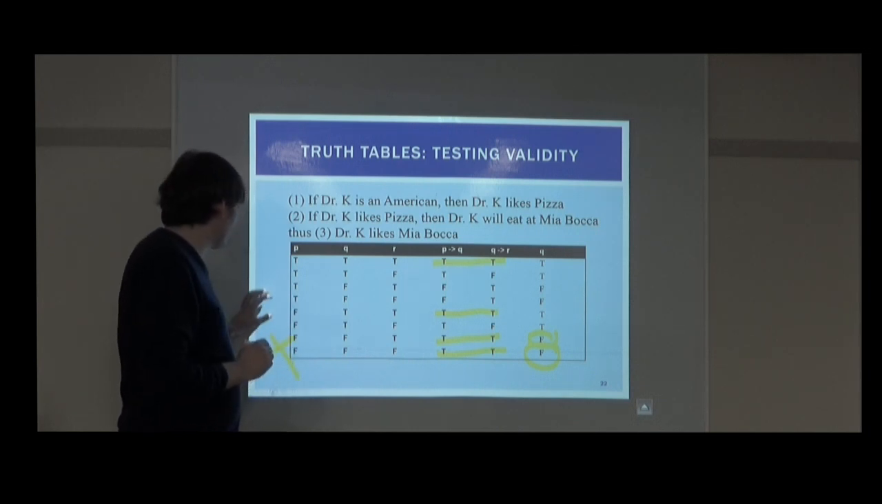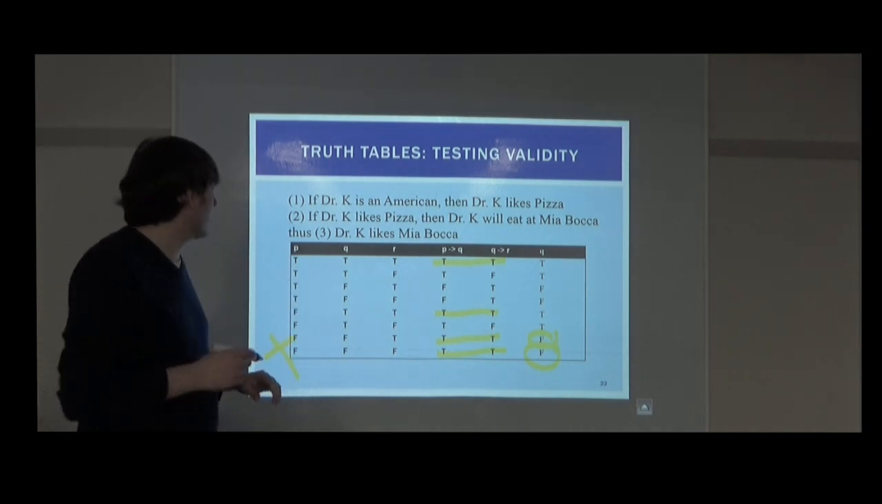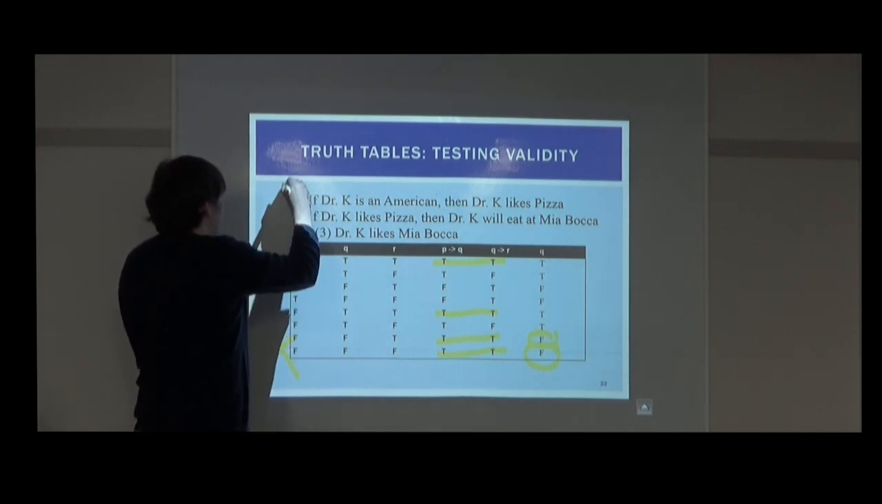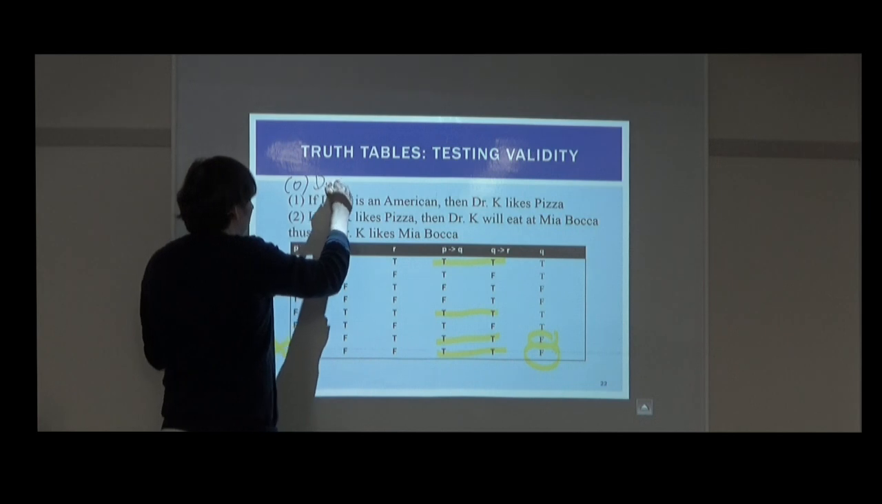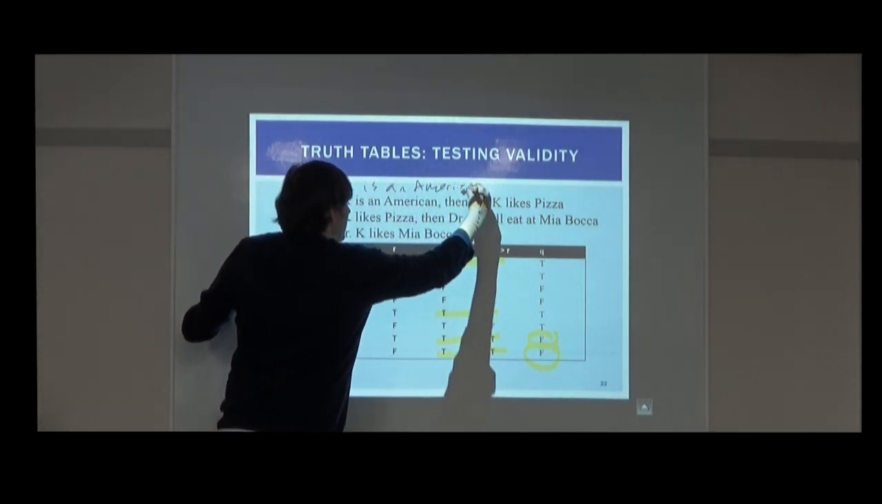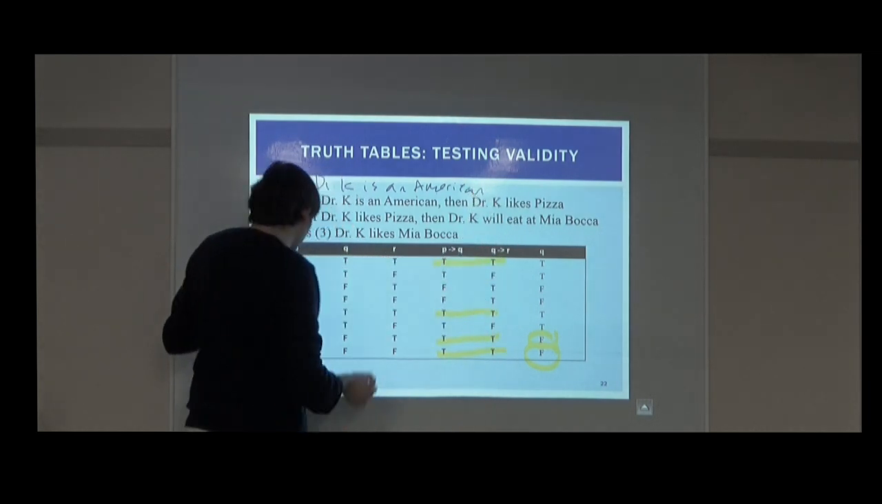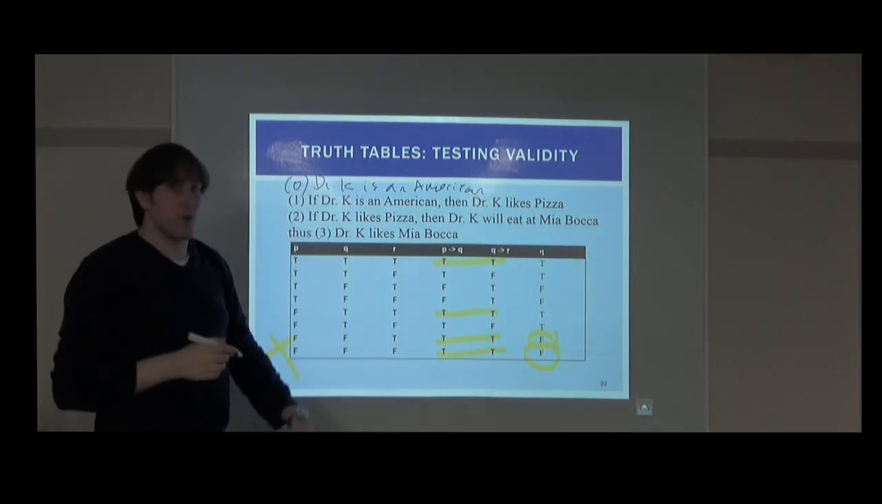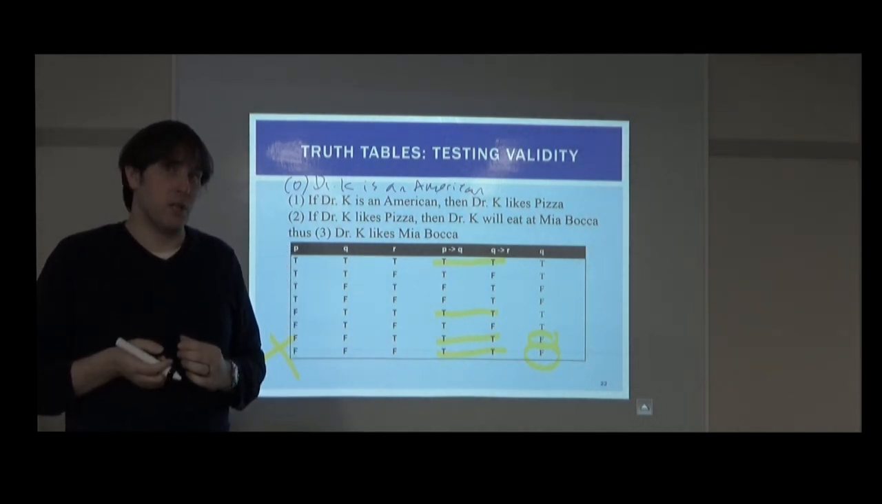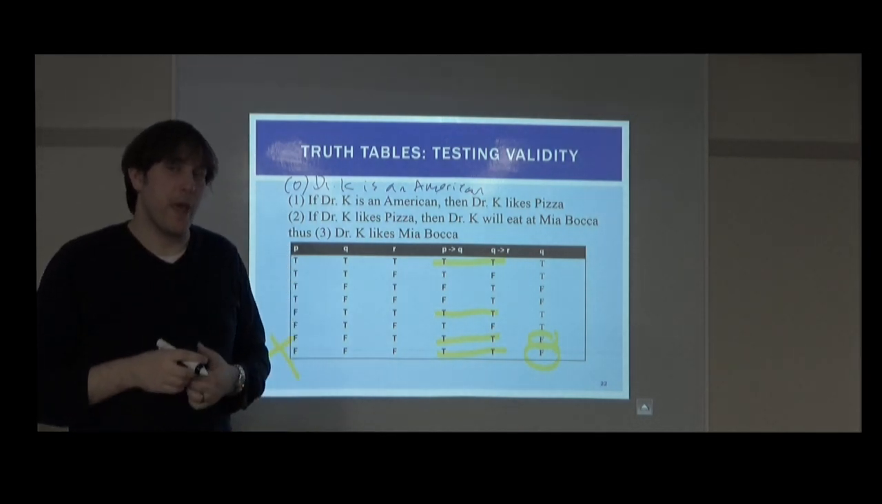So if you add a new premise that says I'm an American, so if we add up here a 0 that says Dr. K is an American, then we could cross out these bottom two rows and our argument would be valid. But right now, it would be possible to have the same argument and have it not be valid.